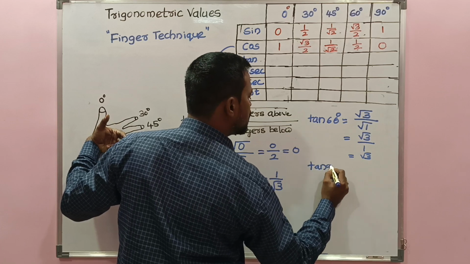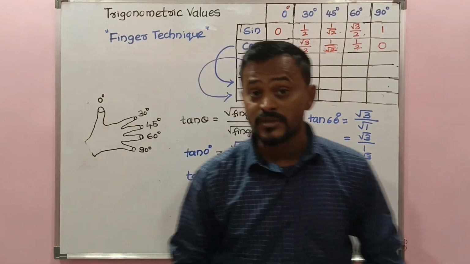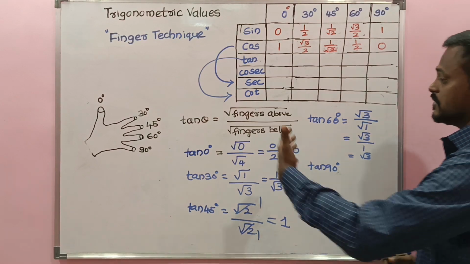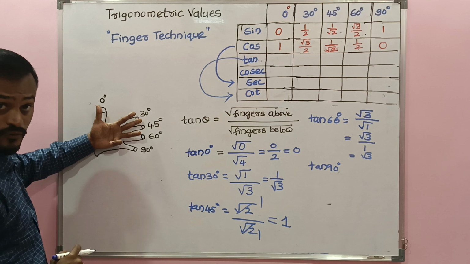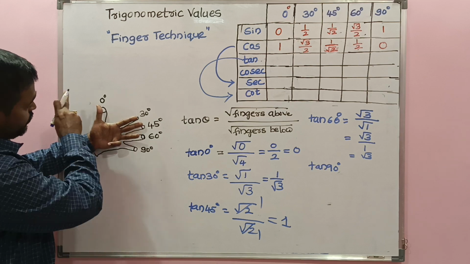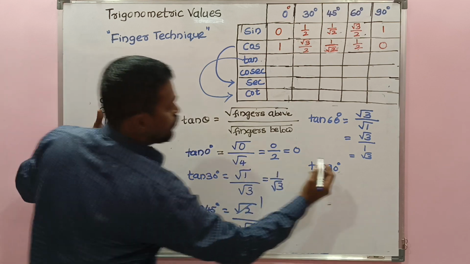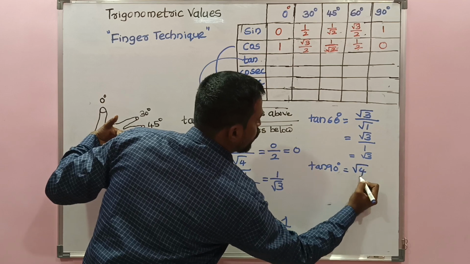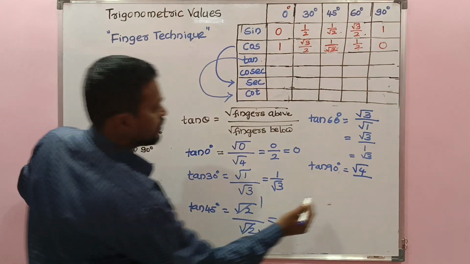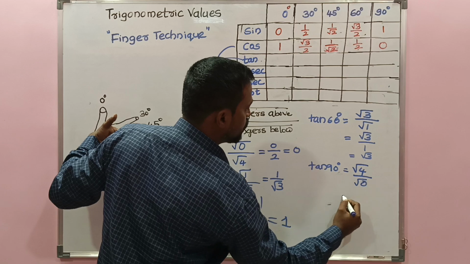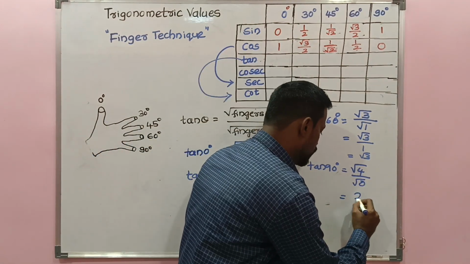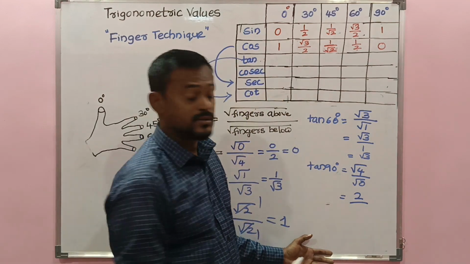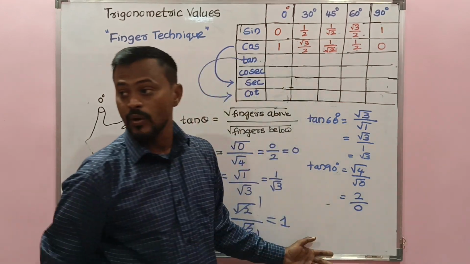Tan 90 degree, how much? To find tan 90, I am going to fold the little finger. Now, how many fingers are above? So under root of 4. How many fingers are below? There are no fingers. Under root of 0. So now under root of 4 is 2, and 2 divided by 0.